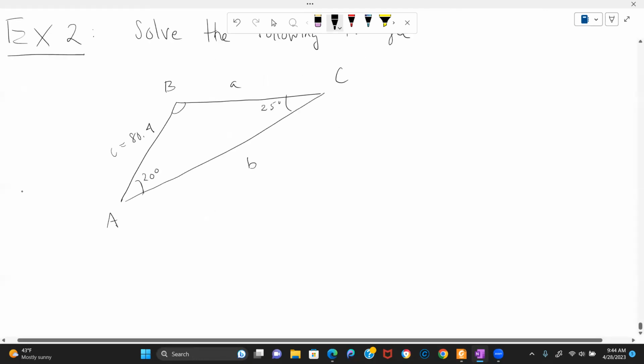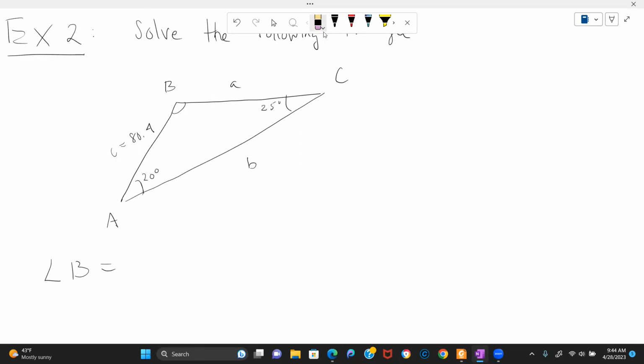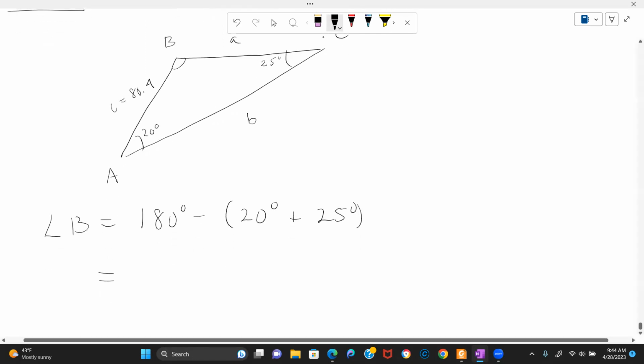But we can figure out angle B pretty easily because we're given two angles and we can use that fundamental fact about triangles, which states that the sum of their angles is 180 degrees. So to find angle B, we just take 180 degrees and subtract from it the sum of the two other angles. And if you do that, you get a 135-degree angle.